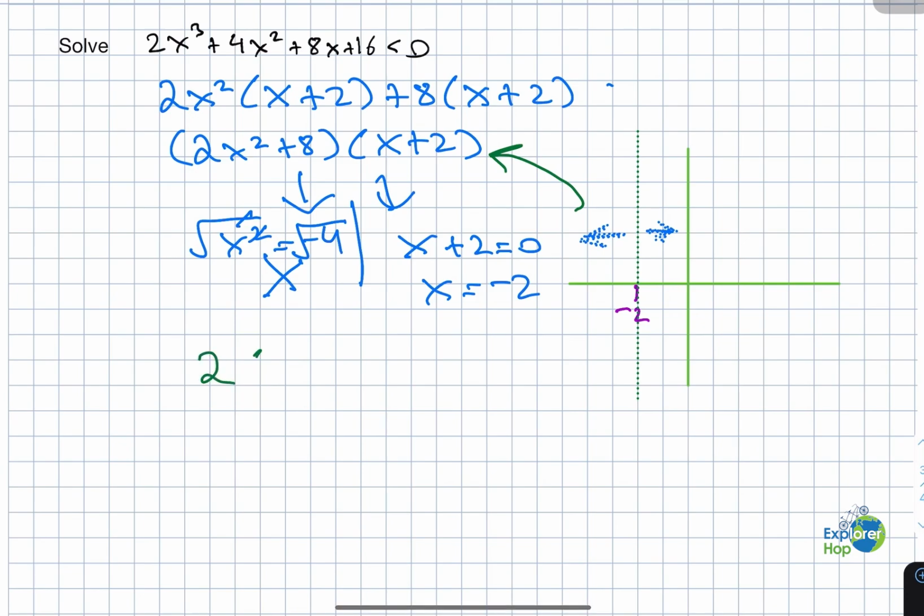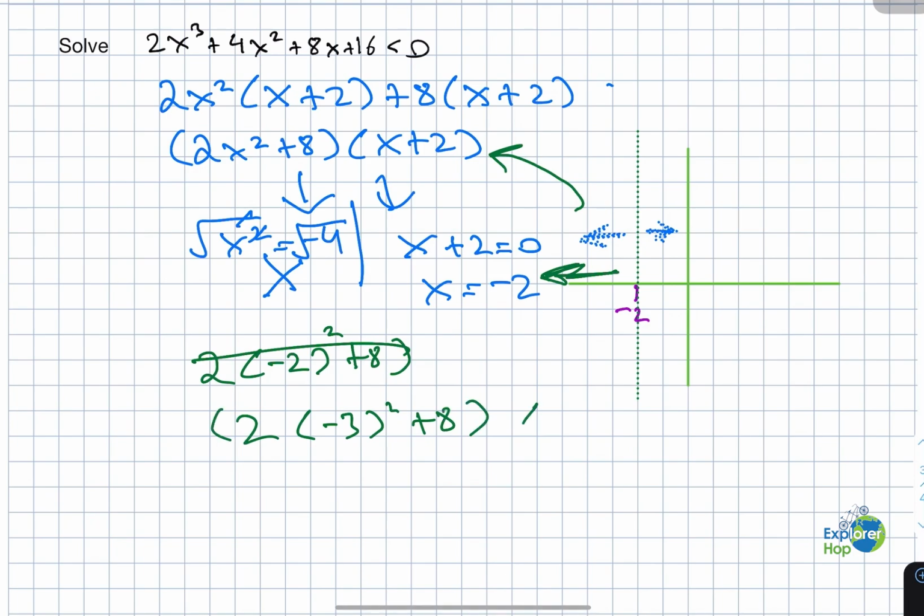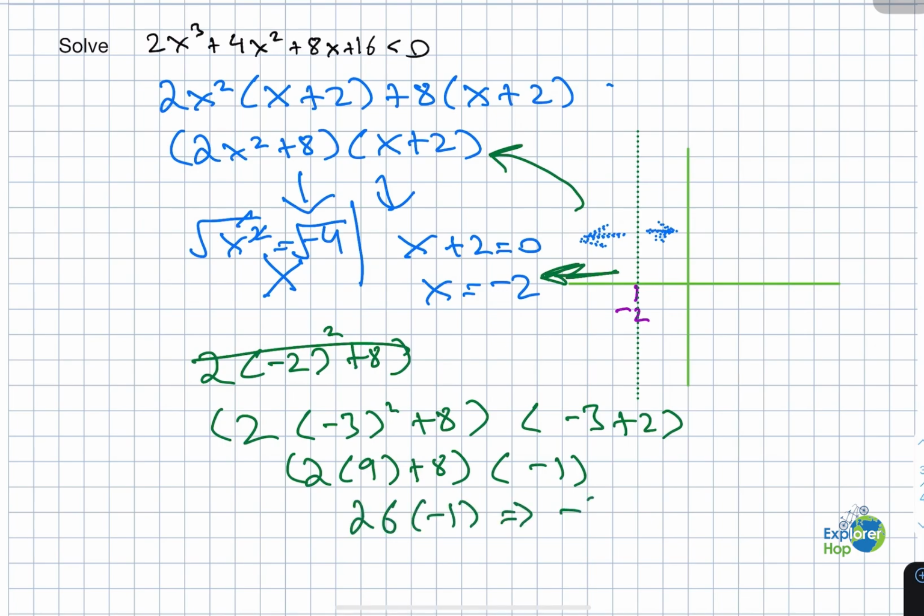So we're doing this part, less than -2. Let's take -3: 2 times (-3) squared plus 8, times (-3 + 2). This gives me 2 times 9 plus 8, multiplied by -1. This gives me 18 plus 8, which is 26, times -1, which is equal to -26.